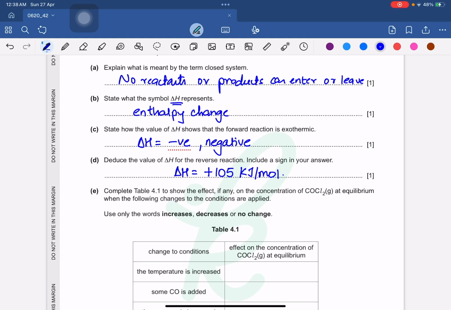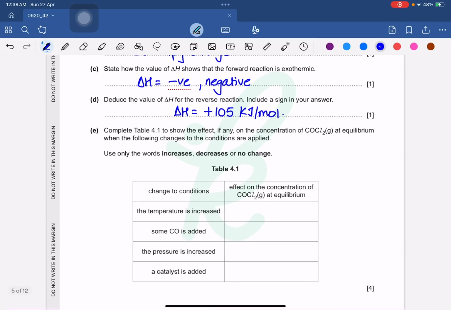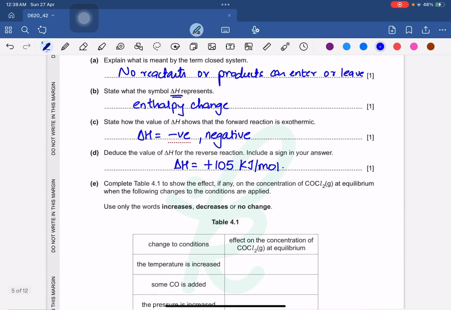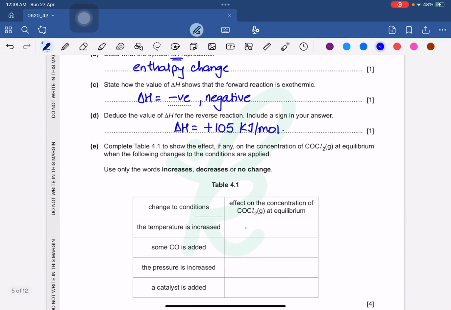Let us move on to the next part of the question, in which we have to answer based on the conditions given. So first, the question says, if the temperature is increased, we know that increase in temperature favors the endothermic side of the reaction, and the endothermic side of the reaction is the backward reaction. So the amount of COCl2 in this case will decrease. So for that, the answer for the first part will be decreases.